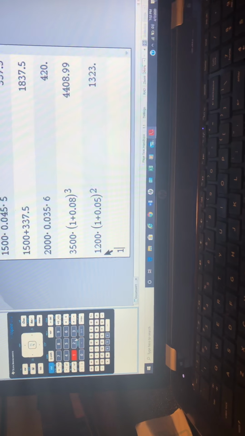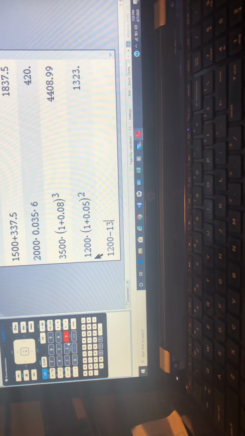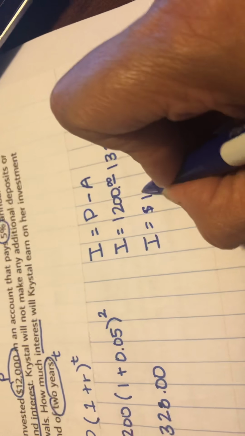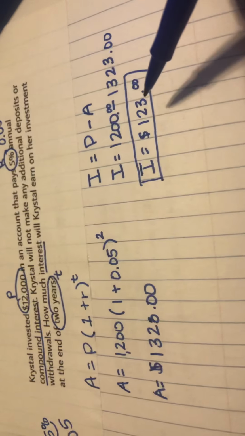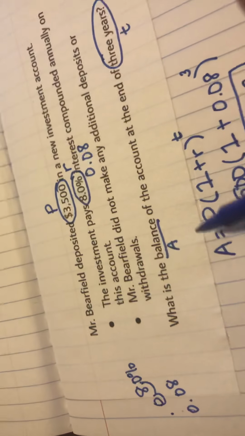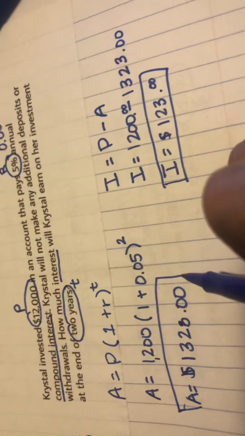So now let's go ahead. I know some of you can do this in your head, but some of you cannot. So we're going to take 1,200 and I'm going to subtract that from 1,323. And I'm going to get $123. So the amount of interest is $123 that she earned. So when they're asking for the interest on a compound, you have to do the extra step. But like this, they just want to know the account balance. All I need to know is find A, account balance.